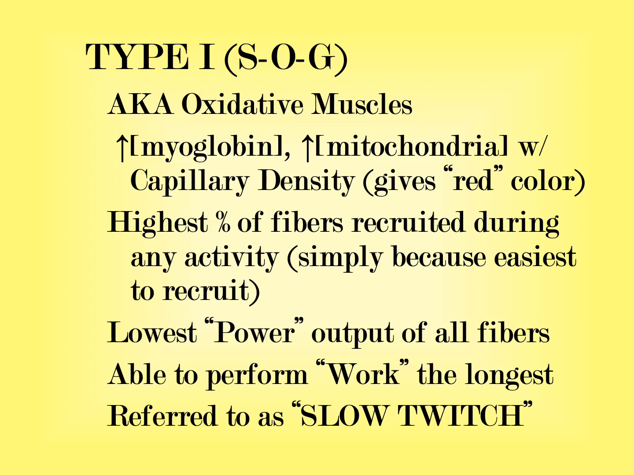This is the highest percent fiber being recruited during any activity because it's the easiest to recruit. However, it is the smallest fiber type being recruited. It's going to have the lowest amount of strength. Because the speed of twitch is very slow, it's going to have the least amount of power. But it's able to do the most amount of work.